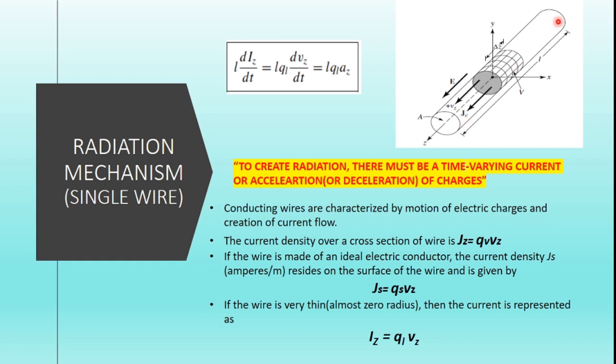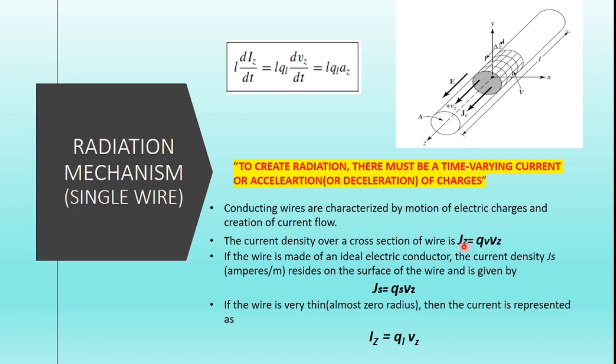We are considering a single wire which has a volume charge density. I'm going to take this Q, which is not given in the diagram. Let us take QV to be the volume charge density, which is distributed over this particular area. Now we are going to define the current density of this particular wire. If we take a small cross-sectional area, then over this cross-section, we can define the current density as Jz equal to QV times Vz.